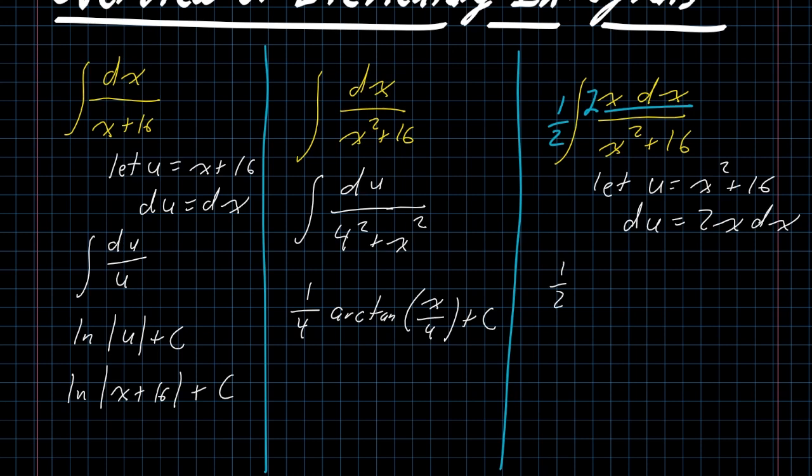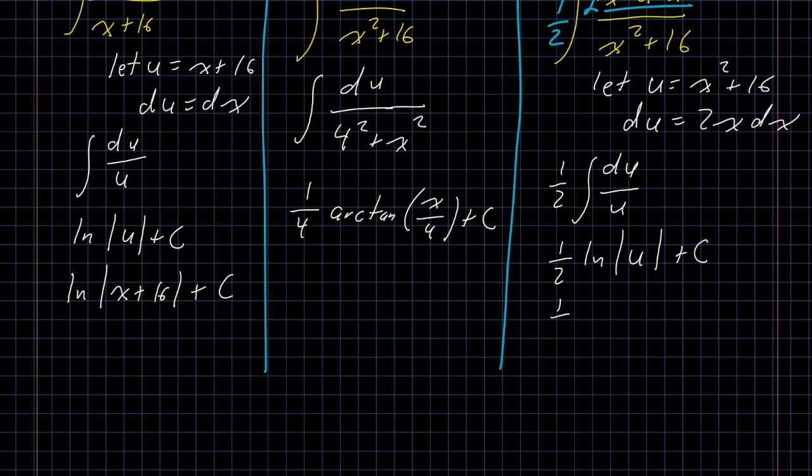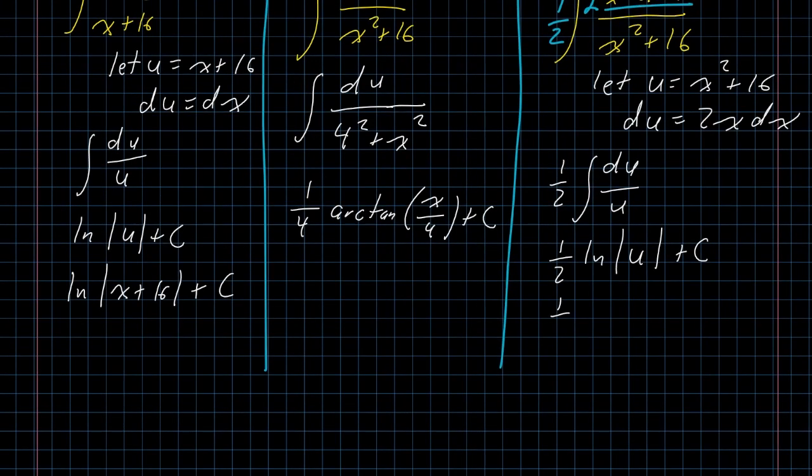So I have 1/2 the integral of du over u, which is going to be 1/2 times the natural log of the absolute value of u plus c, and then substituting back in. Oh, great. I'm so low on the tablet that I can't get my pen to mark out. Luckily, I can scroll. And technically, I'm done with that. 1/2 times the natural log of the absolute value of x squared plus 16 plus our constant of integration.